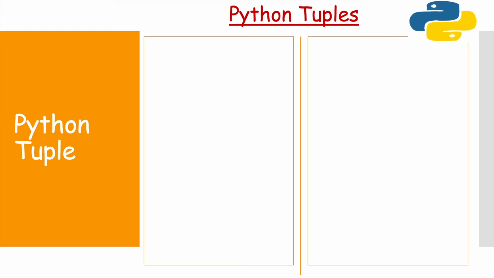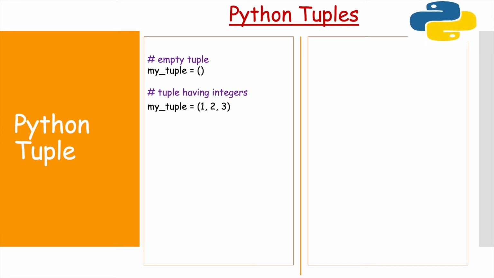A tuple can have any number of items and they may be of different data types. For example, you can have an integer value, a float, a string, a list, etc. So this is an example of how you create an empty tuple. You specify the tuple name and give parentheses which have no item in them. This is an example where you are creating a tuple of integers. You are providing the integer numbers separated by commas within the parentheses. This creates a tuple of integers.